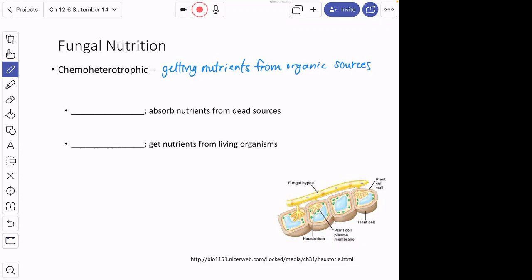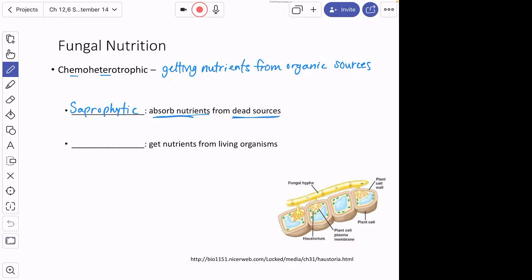I've always found those terms to be difficult because we have two different prefixes that we have to kind of pick apart there. But basically, this is what we do. We get nutrients from other living organisms. A subset of being chemoheterotrophic is saprophytic. So most fungi are saprophytic, and that just means that they absorb nutrients from dead sources.